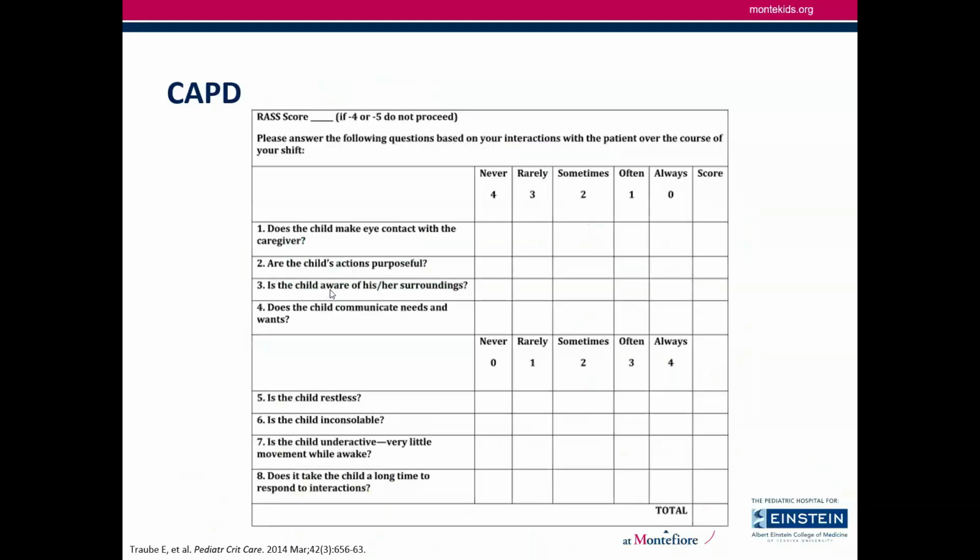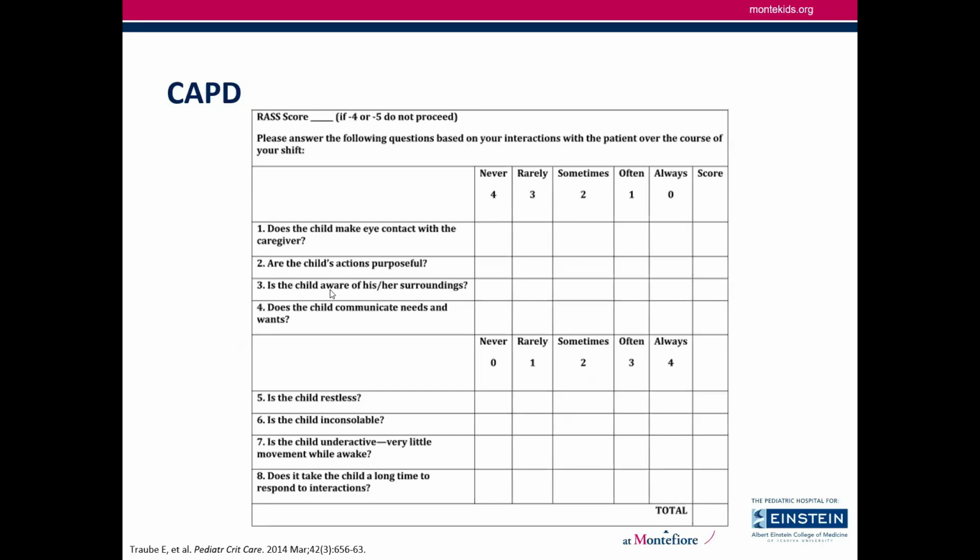And then looking at the CAPD, you have the RAS score incorporated here, not the SBS score, which is the validated score in pediatrics. So again, if you're too sedated, so -4 or -5, you would not be able to proceed with the 8 questions that are on this tool. It is a Likert scale, so it is basically assessing anywhere from 0 to 4 based on the question that you're looking at. And it's an observational assessment.